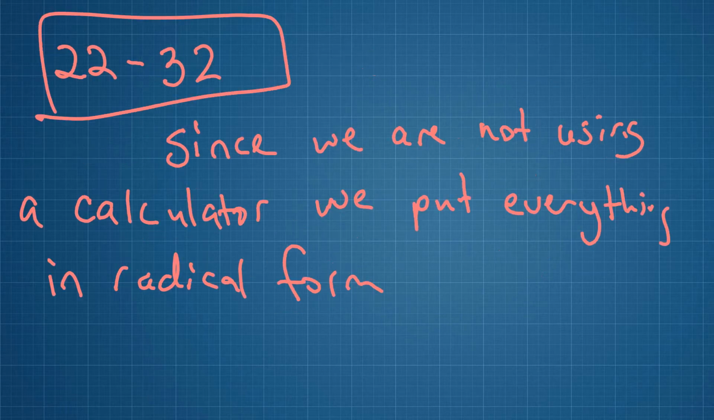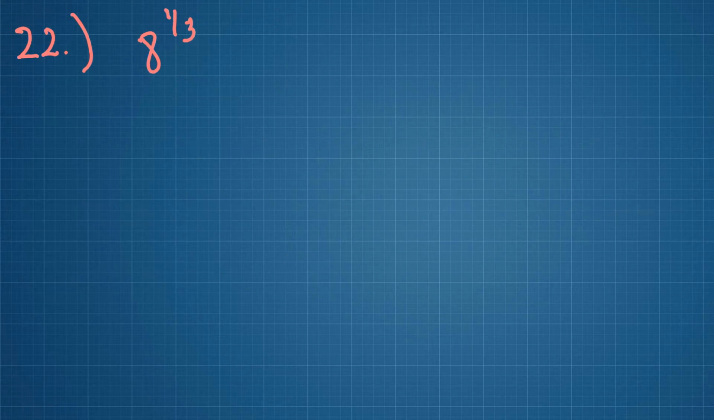That's 20. Alright, on 22 to 32, what you have to remember is that since we are not using a calculator, we put everything in radical form. So if you don't see a radical to start, you know you eventually have to make one, because that's the only way you can do the problem without using a calculator. So 22, I have 8 to the 1/3. That is not in radical form. That's fraction exponent form.